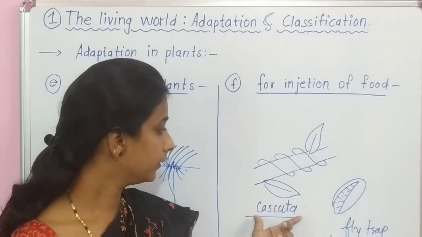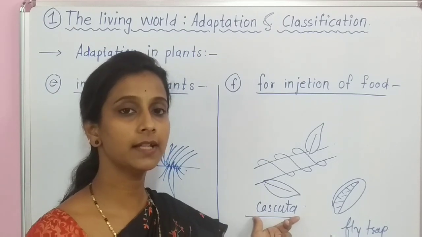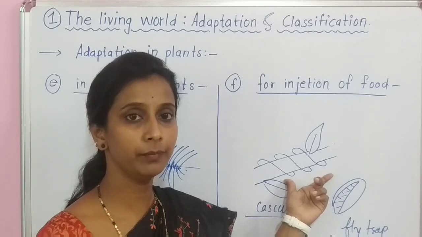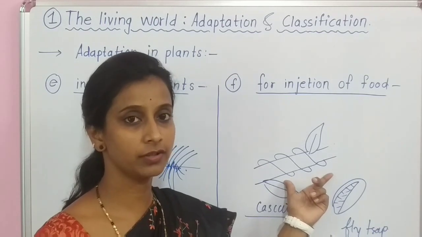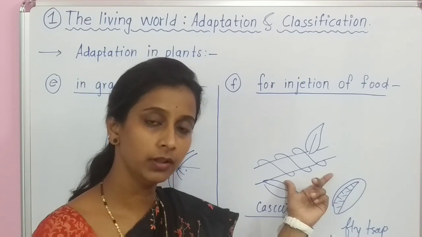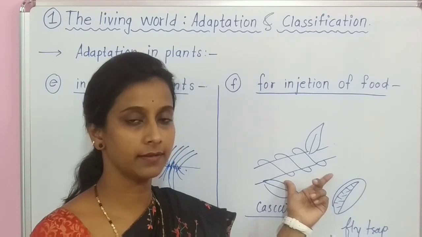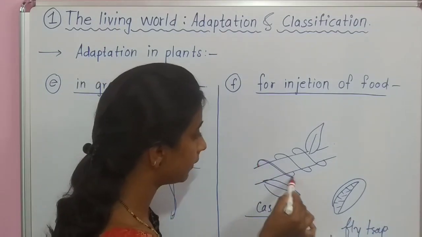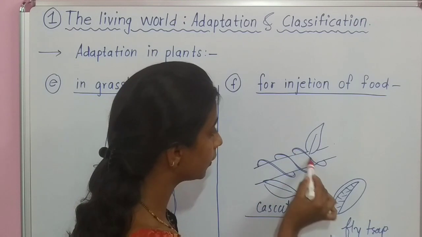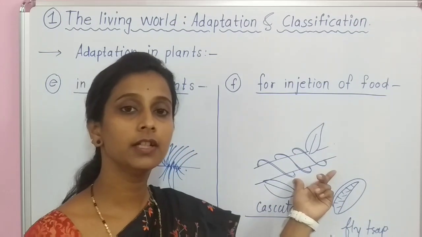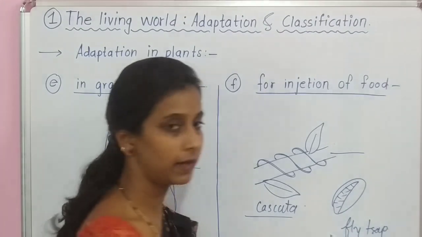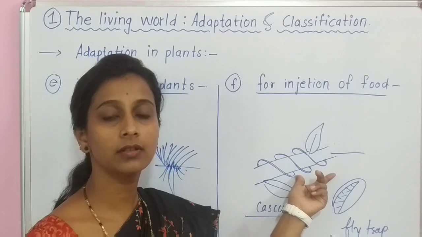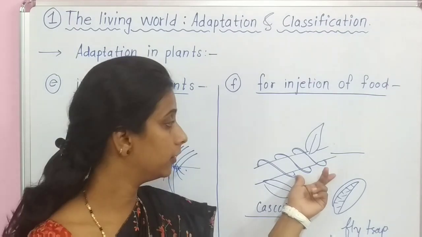Cuscuta is a plant having a yellow wire-like structure, and as it is yellow, there is an absence of chlorophyll pigments. So it is not performing photosynthesis. It depends for food on another host plant, like this way. This spiral-like structure is the Cuscuta, which depends upon another host plant in this way. So for the ingestion, this type of adaptation takes place in the plants.